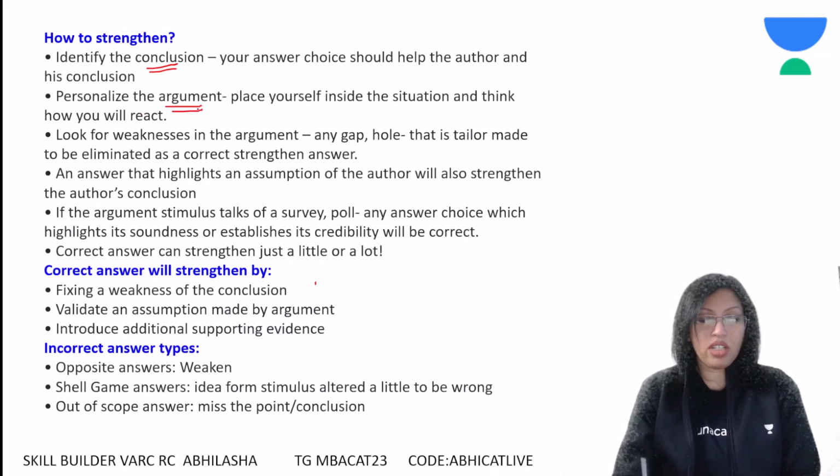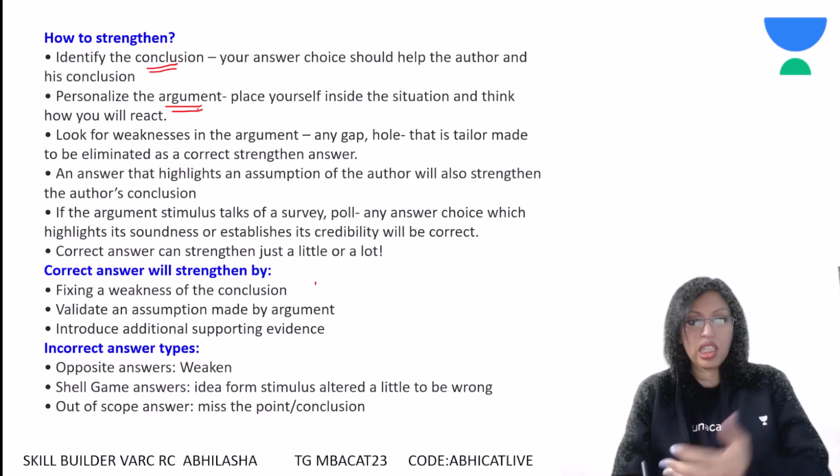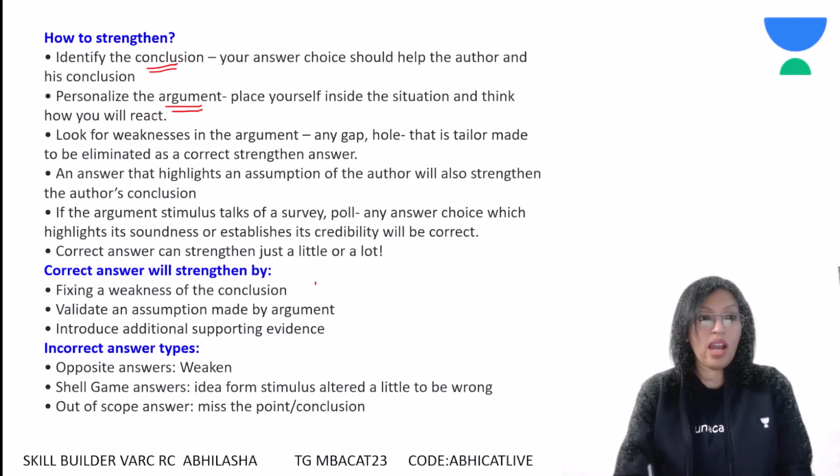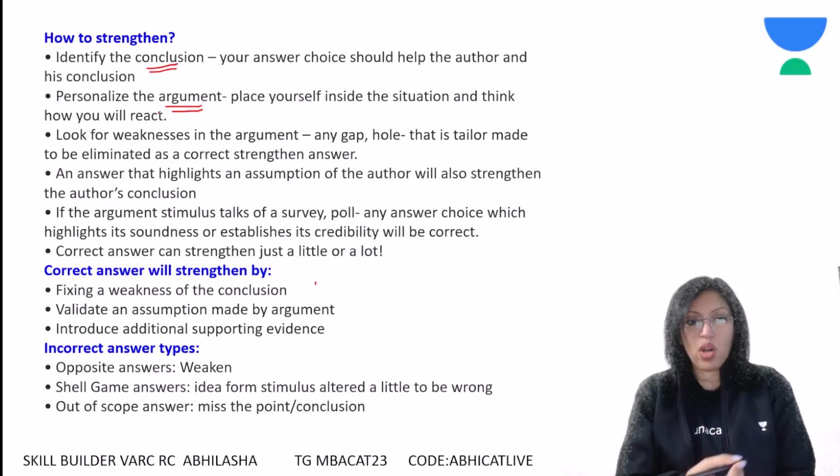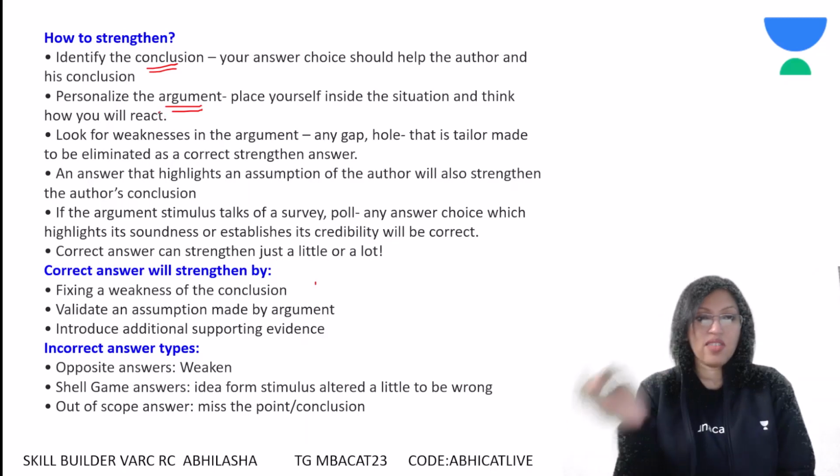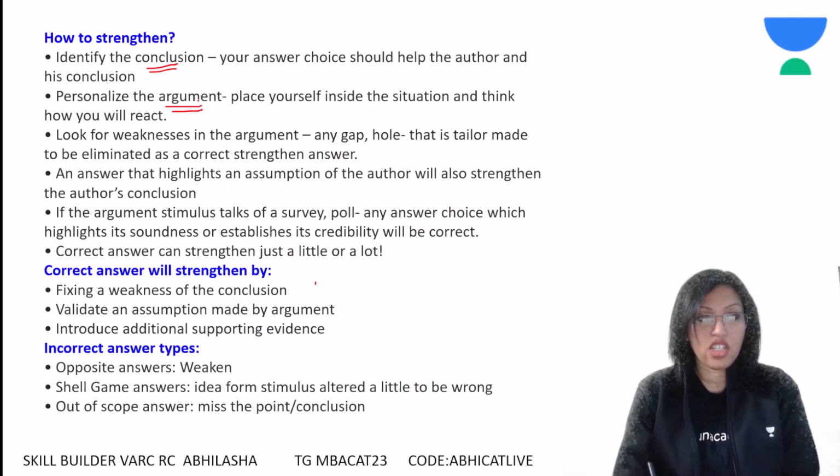Personalize the argument. Put yourself into the situation and think how you would react. You are now trying to paraphrase the author. You say, okay, this is what he has said, this is where I would be if I were in that situation.